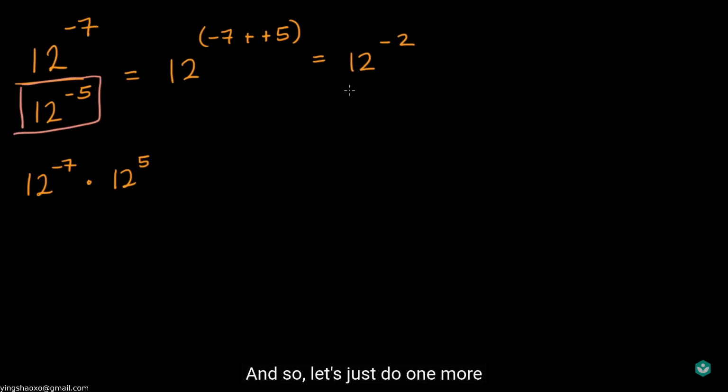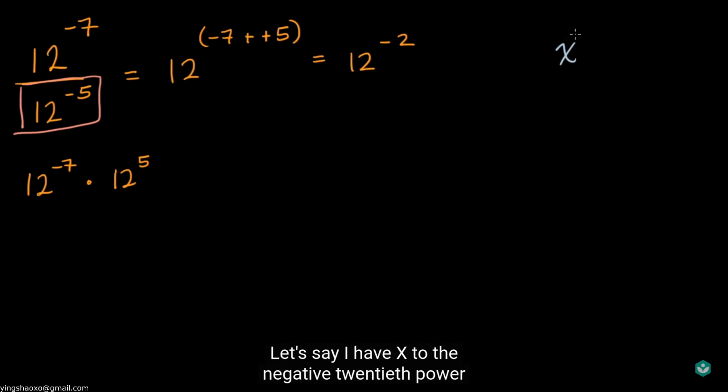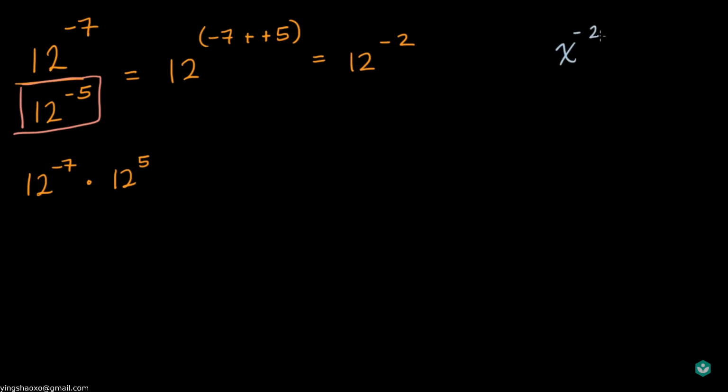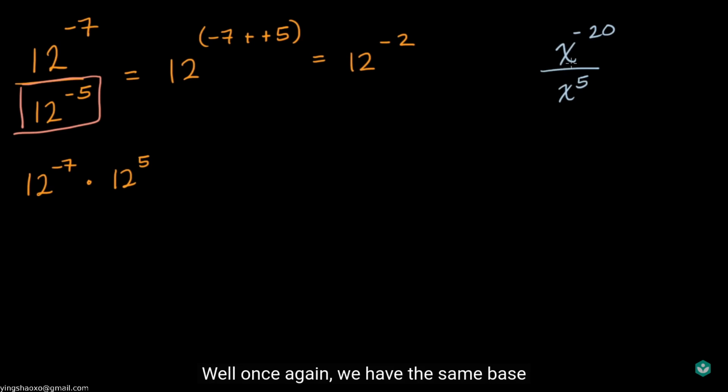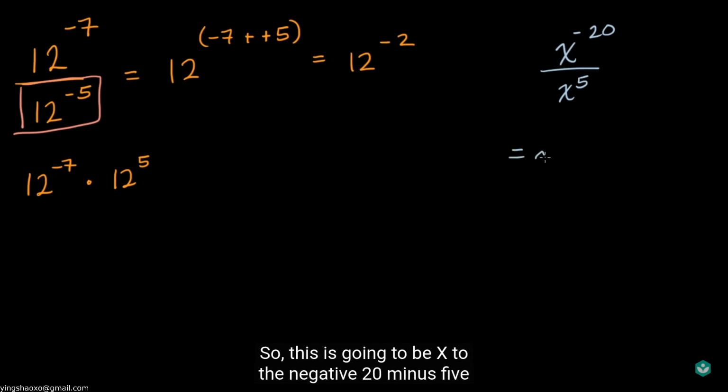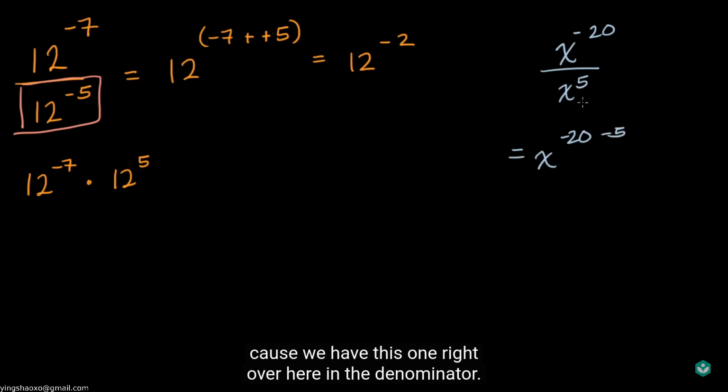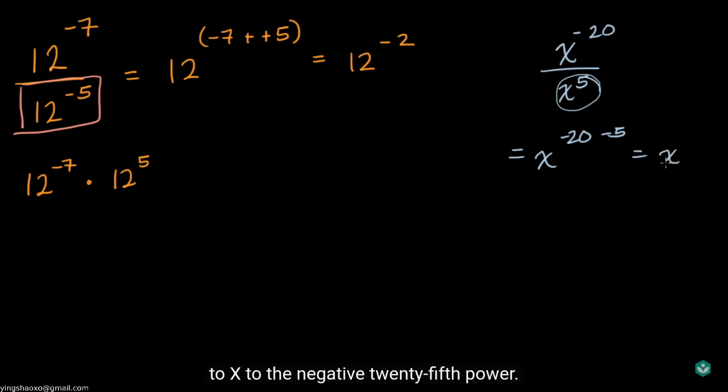And so let's just do one more with variables for good measure. Let's say I have x to the negative 20th power divided by x to the 5th power. Well, once again, we have the same base, and we're taking a quotient. So this is going to be x to the negative 20 minus 5, because we have this one right over here in the denominator. So this is going to be equal to x to the negative 25th power.